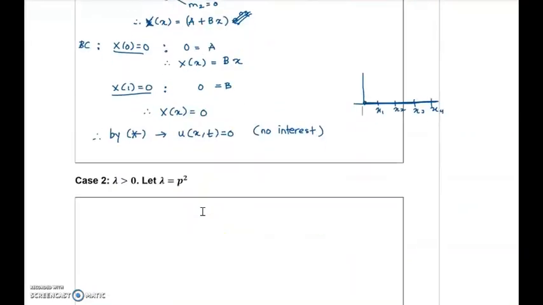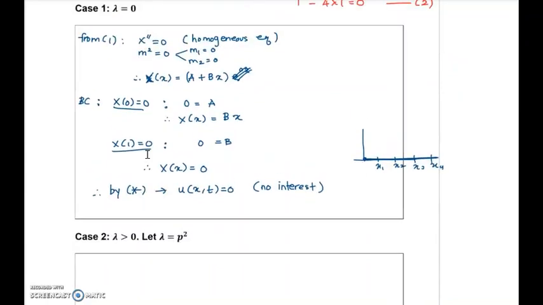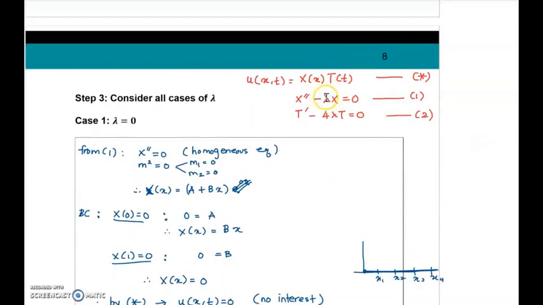Okay, so now see what happened to the u if lambda is positive. Lambda greater than 0, so we are going to assume lambda equals p square. Because if lambda equals p square, we can guarantee lambda is always positive, because whatever value of p, you are going to square that value, so you have the positive lambda. So again by equation 1, from 1, now this lambda here is p square.